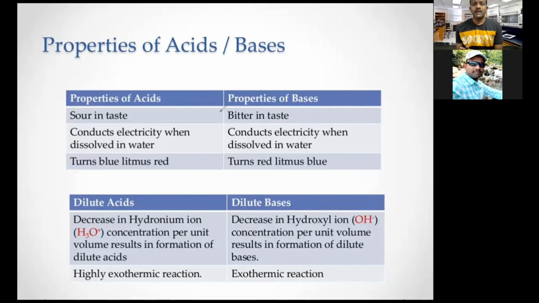When will you get the dilute base? Here you take a base and add so much water. First you add 1 liter of water, then 2 liters, and you dilute like that. If you add more water in a particular volume, the OH minus ion concentration will decrease, which results in the formation of dilute bases.